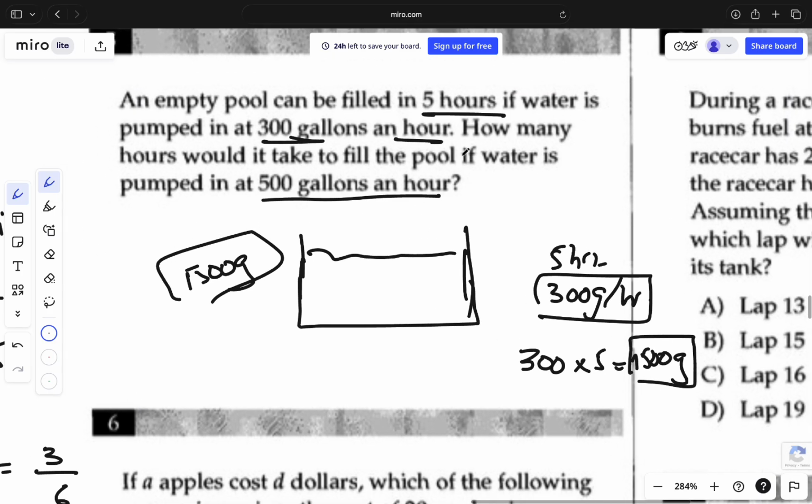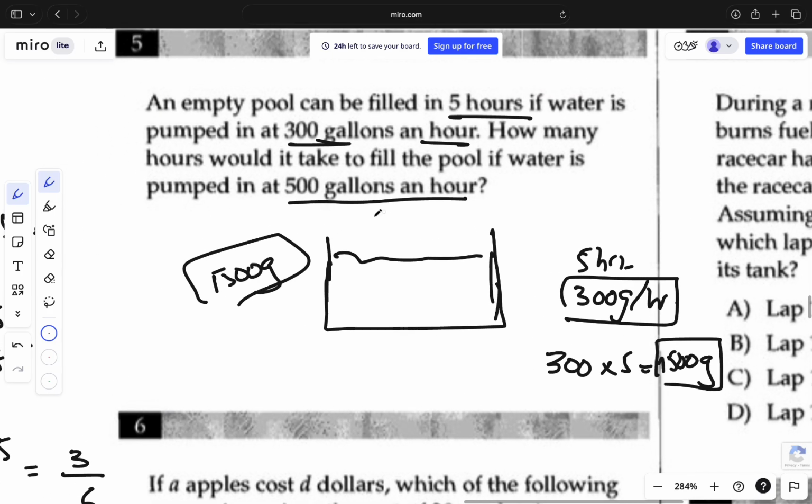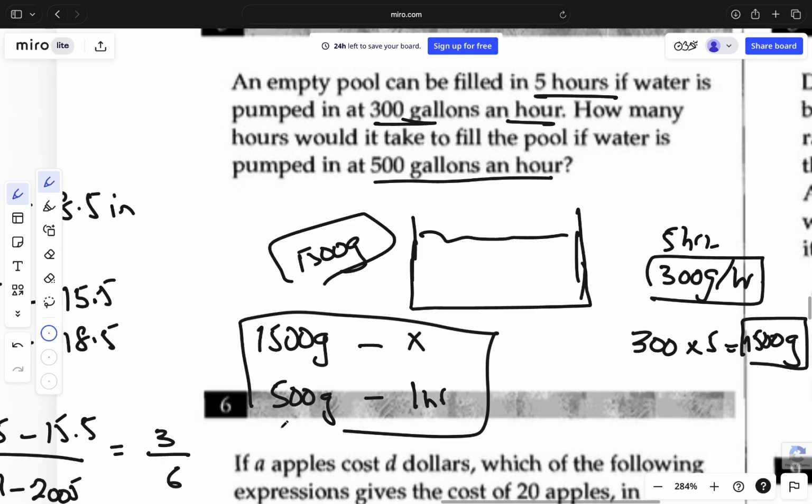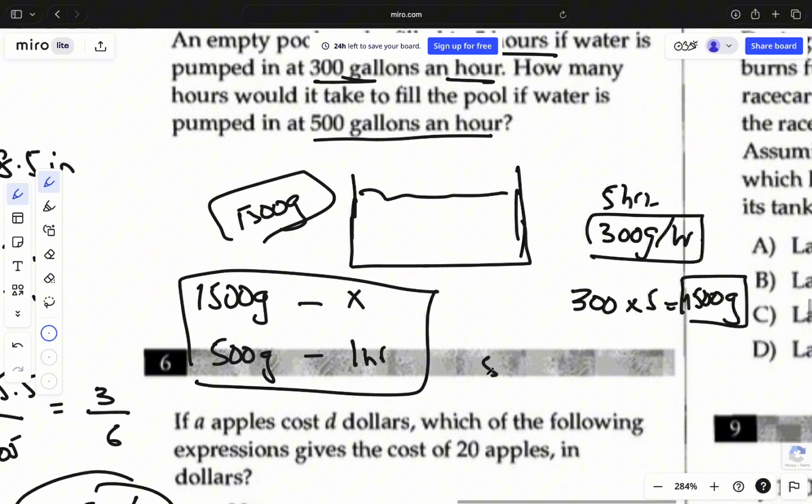Now the question is, how long would it take if it's pumped in at 500 gallons per hour? So the total capacity is 1500 gallons. If you pump it in at 500 gallons per hour, we need to find how long would it take for 1500 gallons. So we'll just cross multiply this. You get 500x, multiply this with this and this with this, is equals to 1500, which gives you 3. So it'll take 3 hours to fill it up.